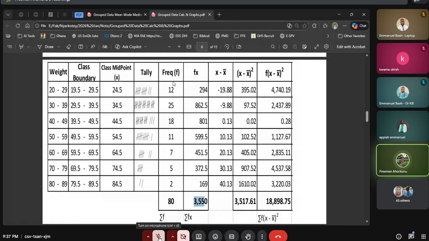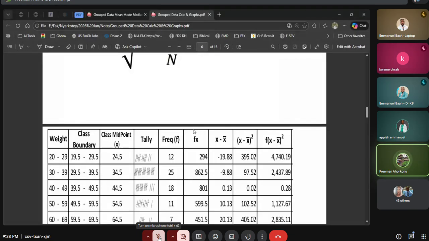So calculate the mean. Let's be sure that you are getting the mean. We know the mean is the total of this, I mean the 3,550, divided by 80. Do it, let's see what mean you are getting. Okay. 44.375.